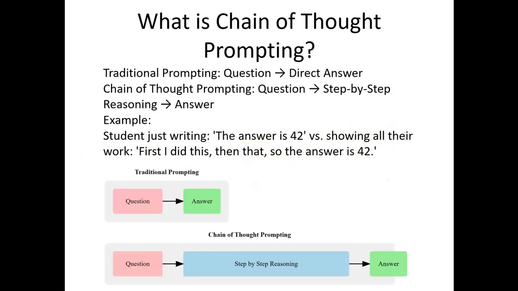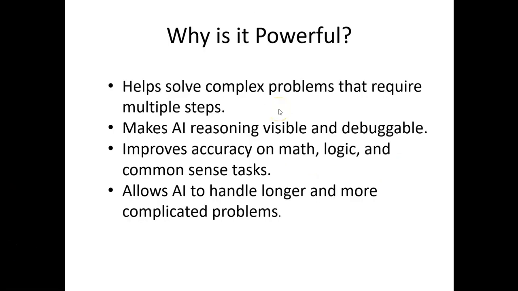So why COT matters: it helps solve complex problems that require multiple steps, and makes AI reasoning visible and debuggable. It improves accuracy on math, logic, and common sense tasks. It allows AI to handle longer and more complicated problems.